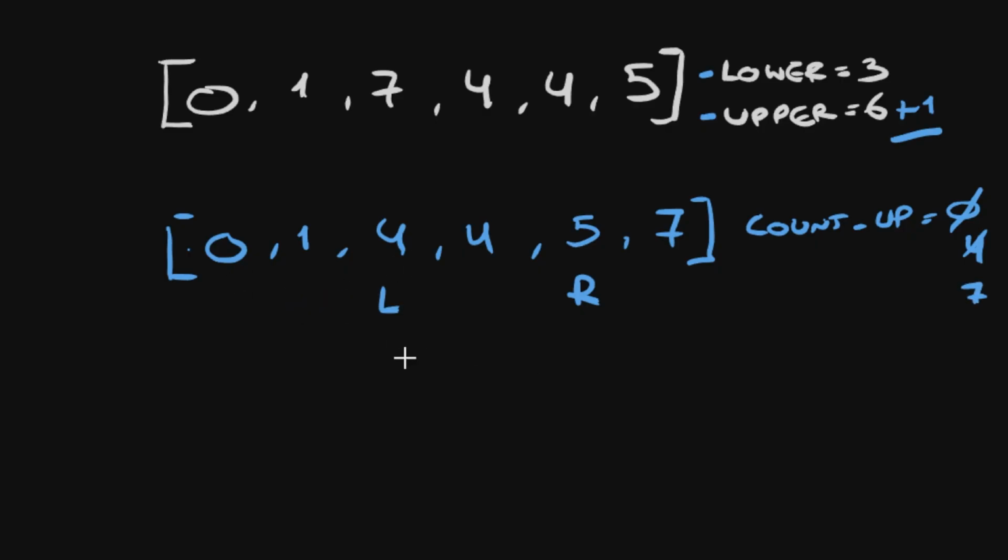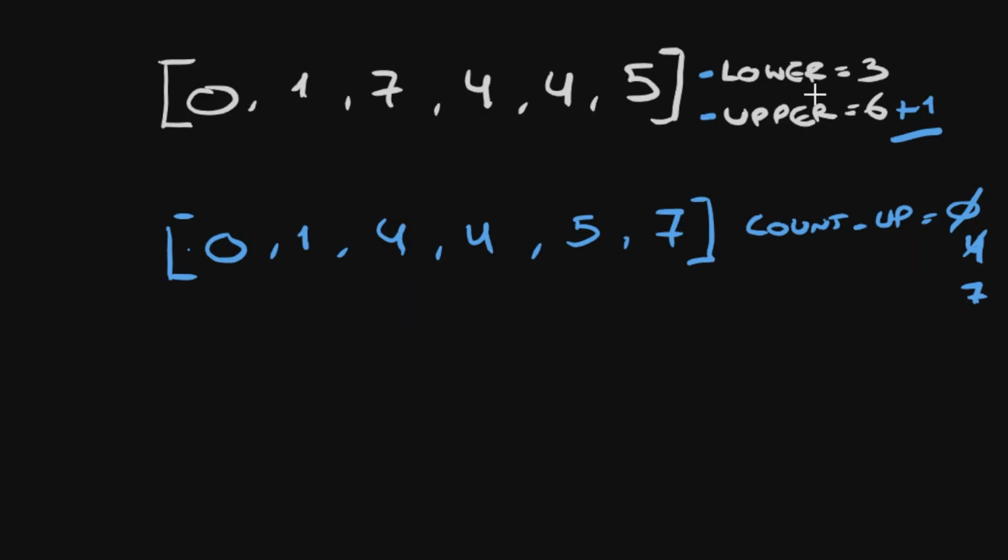step to the right. Now L is here, and 4 plus 5 is 9, 9 is greater than our target, which is 7, so we update right. Now right is here, and 4 plus 4 is 8, 8 is greater than 7, so we update right again. Now left and right are equal, so we end this, and the count up is 7.